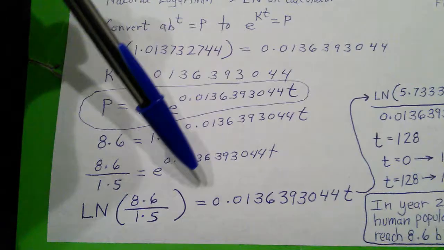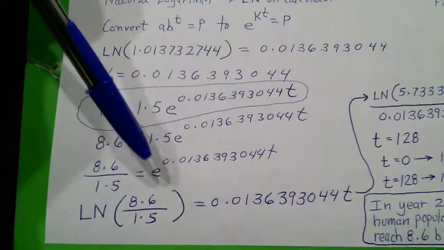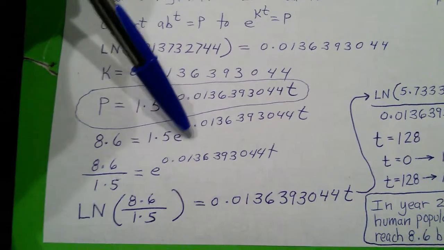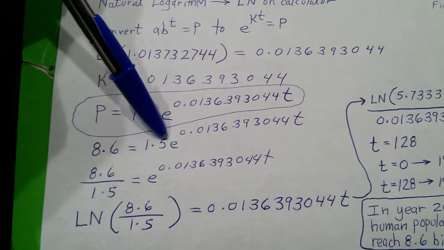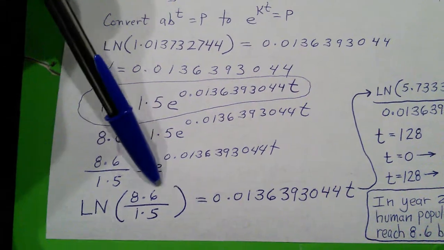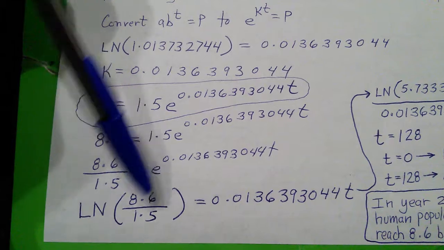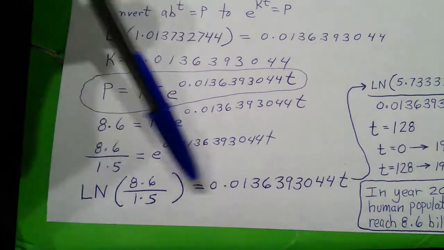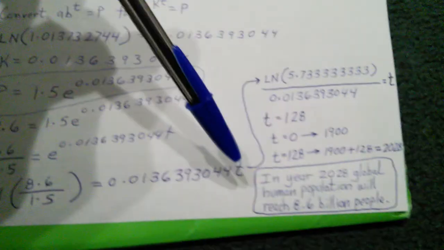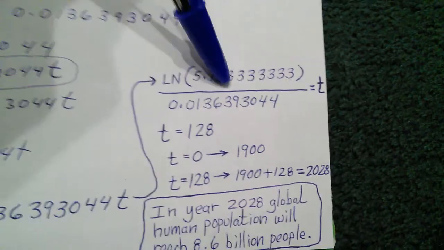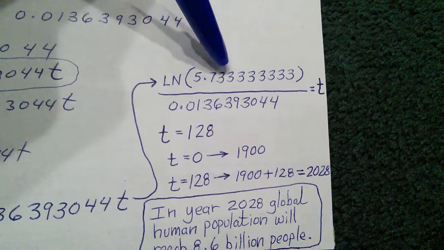So now all we have to do is use the rules of mathematics and solve for t, the t power. So the kt power exponential function is set to equal 8.6. So we'd have to divide both sides by 1.5 to isolate the e. Then to get rid of the e, we'd have to take the natural log on both sides. And then we can continue on and get the natural log of this ratio, which is this value here.